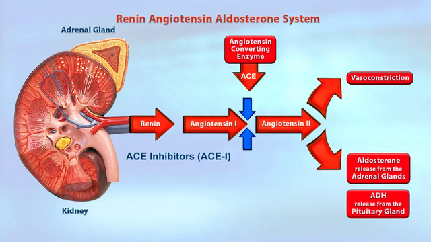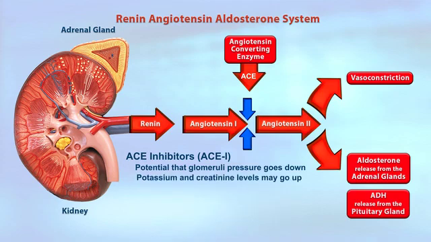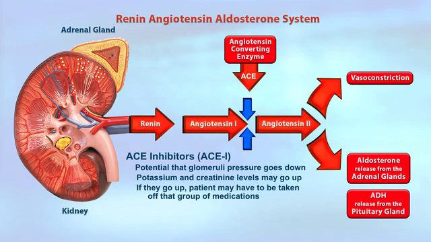One of the things you have to worry about with ACE inhibitors, number one, are your labs. So when patients are put on ACE inhibitors, there is the potential that glomeruli pressure goes down. And if that should happen, your patient's potassium level may go up, as well as their creatinine level. So when you're giving somebody an ACE inhibitor, you want to pay attention to the potassium levels and their creatinine levels. And if they start to creep up, the physician may have to take them off that group of medications.